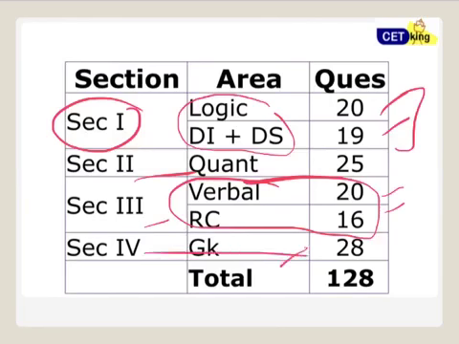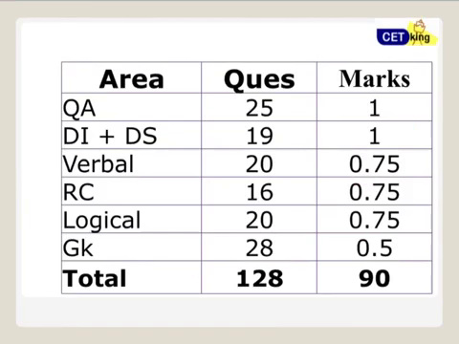Last will be the GK section. Trust me, GK is the second most important area in your exam, after Quant, because GK is scoring. If you work hard, GK is scoring. If you don't work hard, obviously you can't do anything in this area. We'll talk about that as we go along. So this is the overview of the paper.